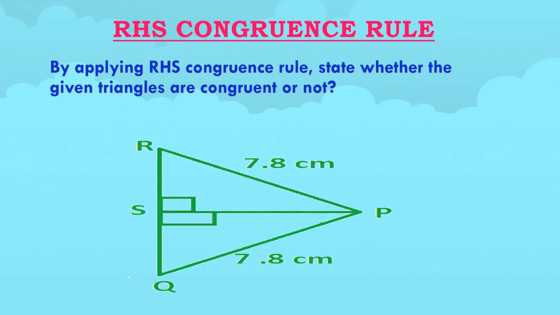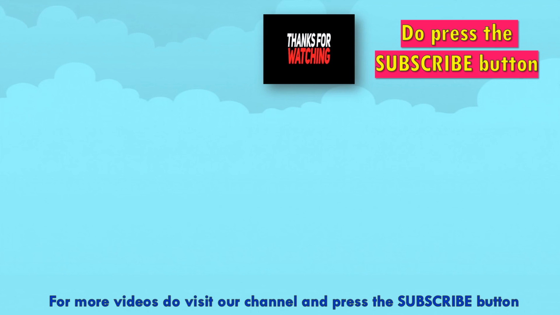Okay, the second condition is hypotenuse, and here opposite to 90 degree is this side and opposite to 90 degree is this side. So we will write RP is equal to QP, each 7.8 centimeter. Third condition is PS is equal to PS, common. So yes, by all these three conditions we can say that the given triangles are congruent by RHS congruence rule. Alright, so this was about the last congruence rule, RHS rule.